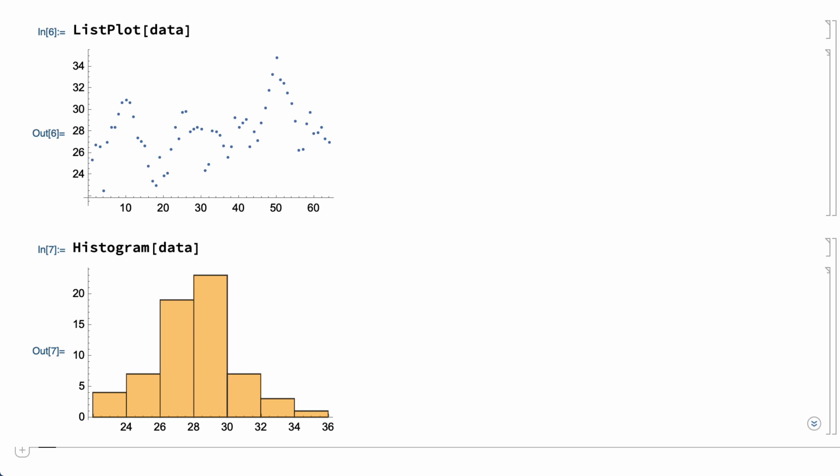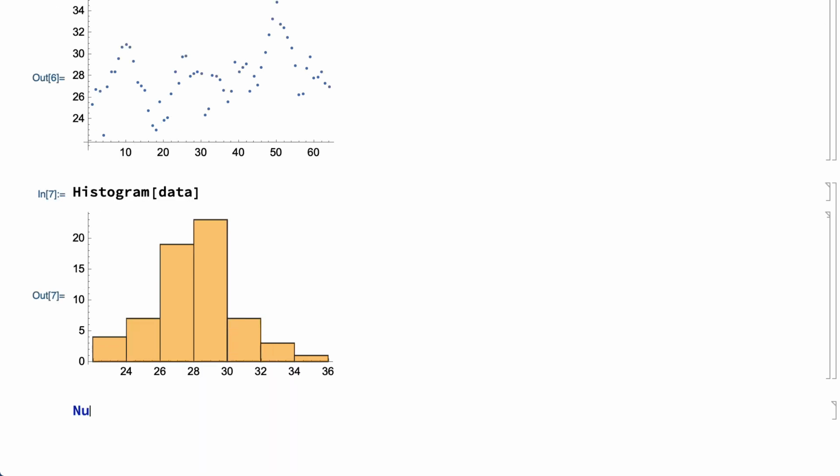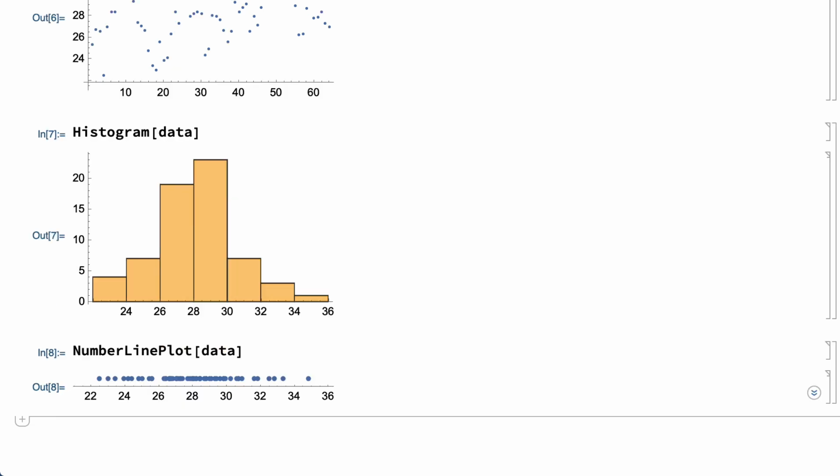Another way of summarizing the distribution of temperatures is with a simple plot called a number line plot, which shows the temperature measurements as points on a number line. This plot is more compact than a histogram and still shows basic features of the data. It's easy to see from the number line plot, for example, that the temperatures range from about 22 to about 35 degrees Celsius, and that the most common temperatures are clustered near the middle of the range.